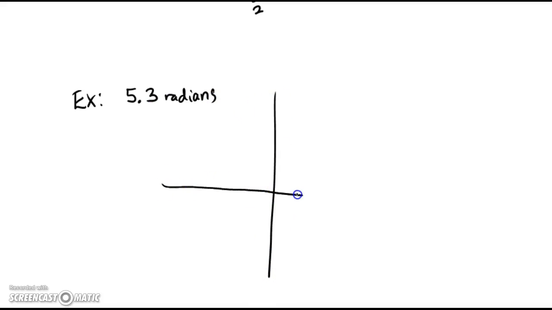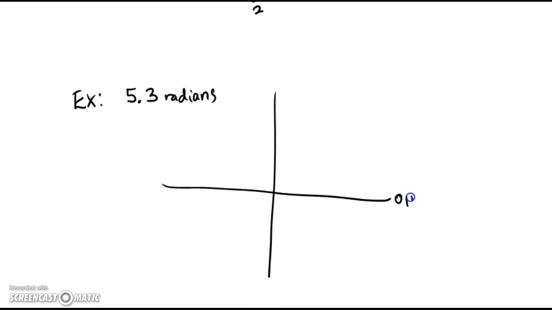Let's do one more example. Let's sketch an angle that is 5.3 radians in size. Now notice this number doesn't have a pi attached to it, so we're going to deal with it a little differently.